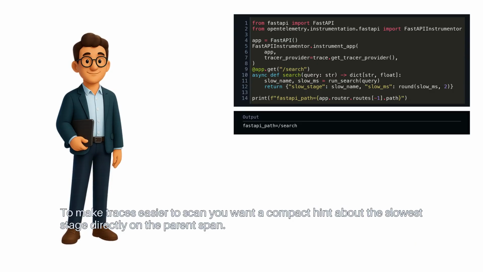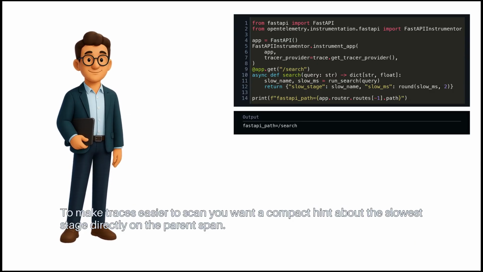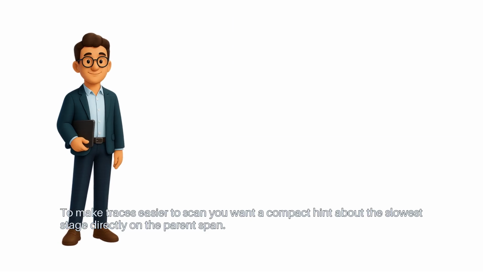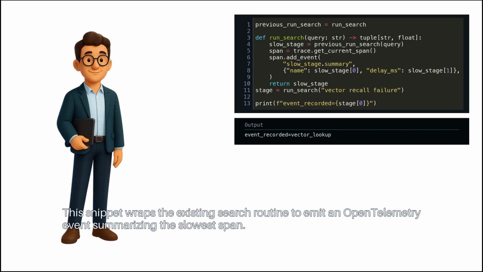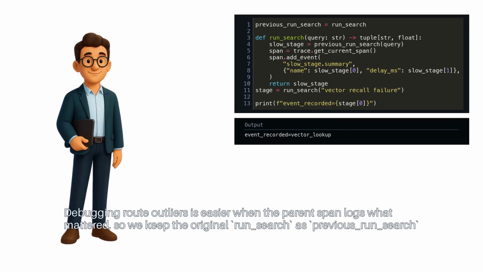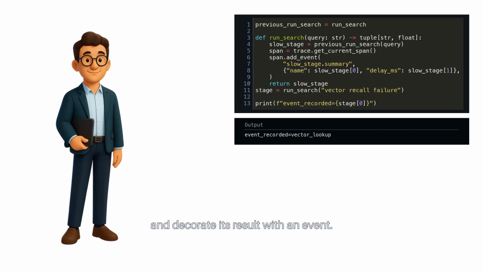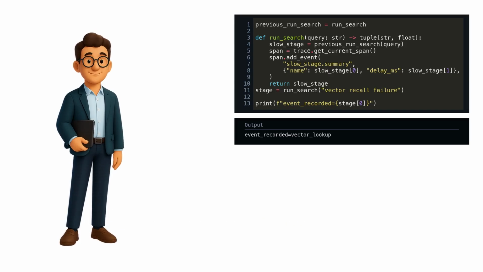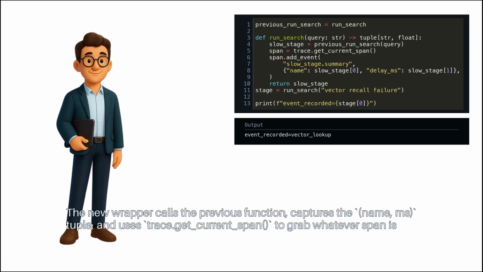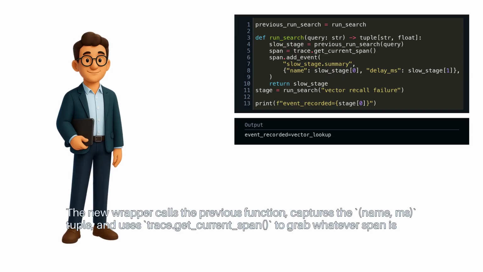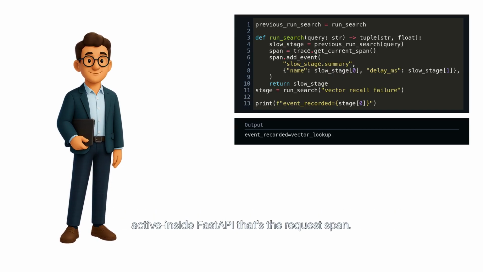To make traces easier to scan, you want a compact hint about the slowest stage directly on the parent span. This snippet wraps the existing search routine to emit an OpenTelemetry event summarizing the slowest span. Debugging route outliers is easier when the parent span logs what mattered. So we keep the original run_search as previous_run_search and decorate its result with an event. The new wrapper calls the previous function, captures the name and ms tuple, and uses trace.get_current_span to grab whatever span is active inside FastAPI.